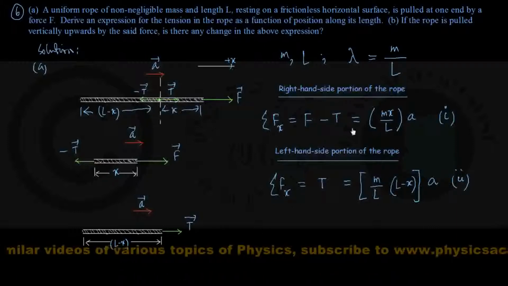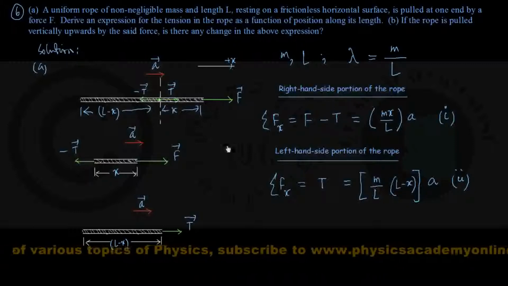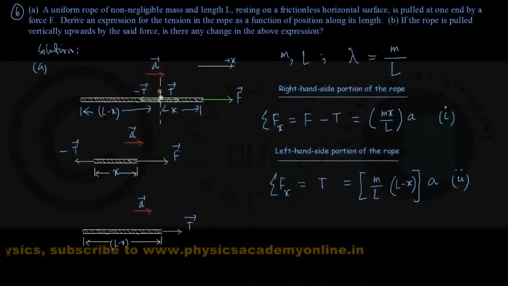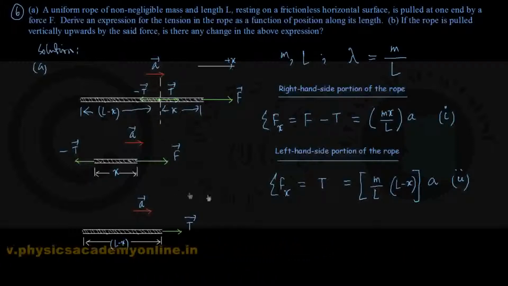We have got the two equations of motion for the two portions in which the rope has been cut into, divided into by an imaginary line shown by this vertical dashed line here. Add up these two equations. I just leave some work for you.